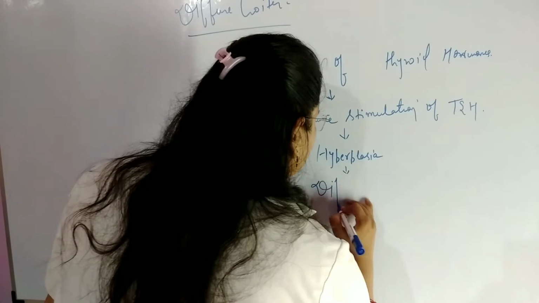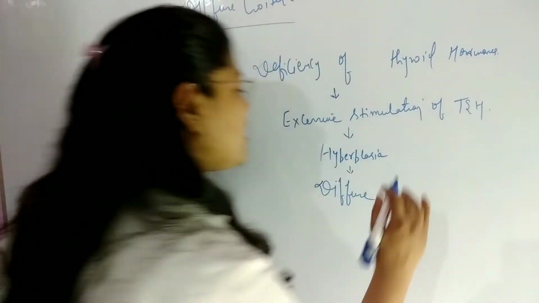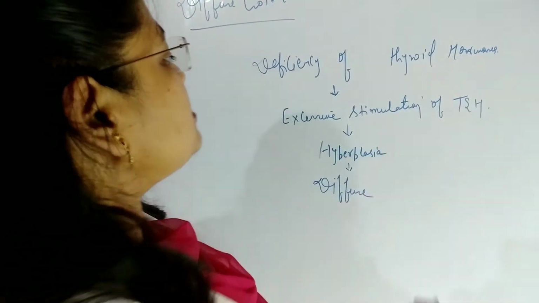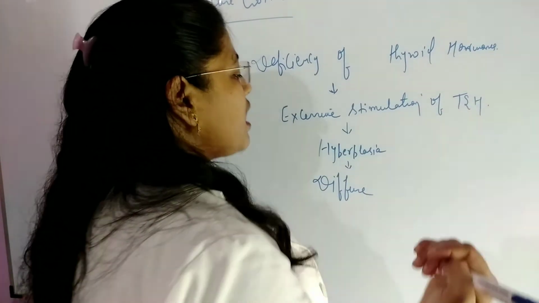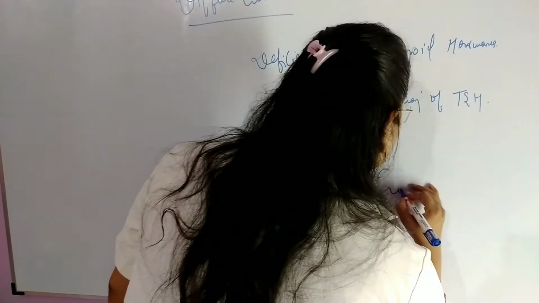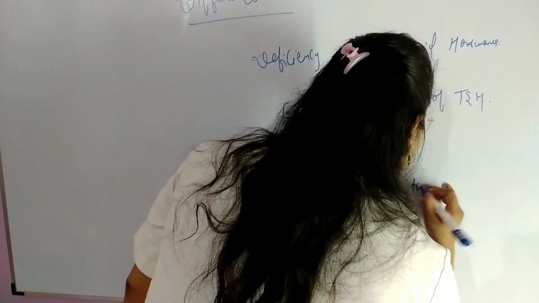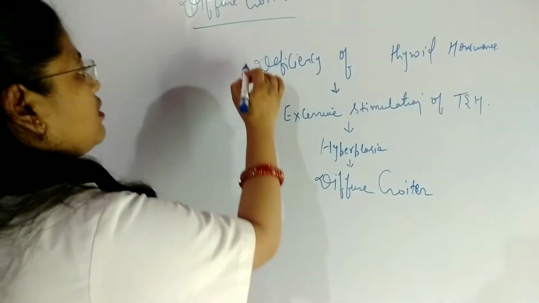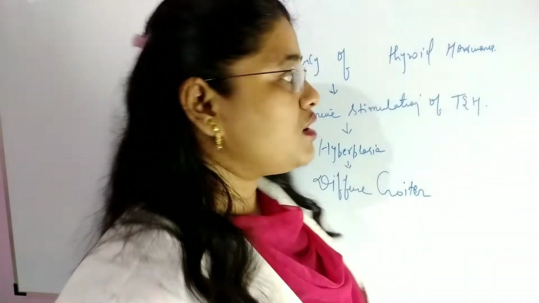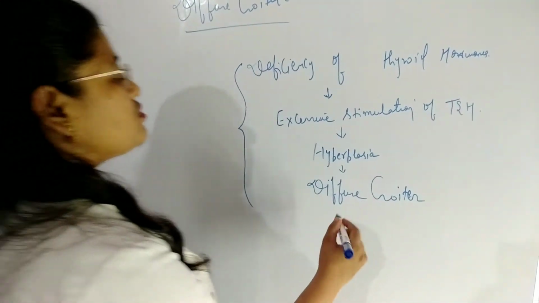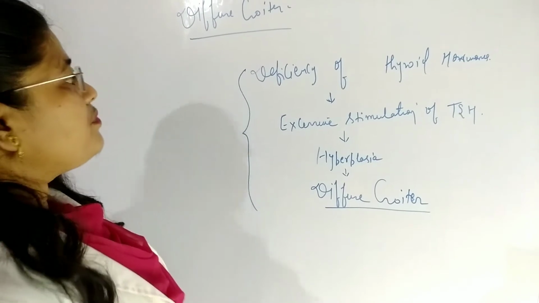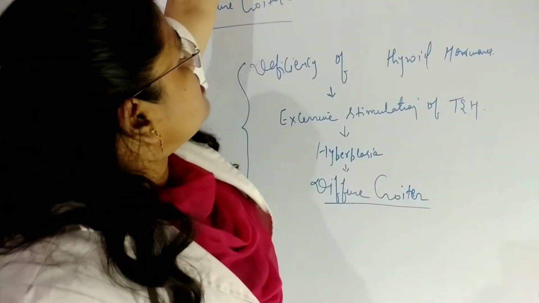Diffuse goiter, because goiter means enlargement of the thyroid gland by any means. So here stimulation of TSH produces hyperplasia of the thyroid gland. So diffuse goiter is produced by this series of actions. So this is the development of diffuse goiter.